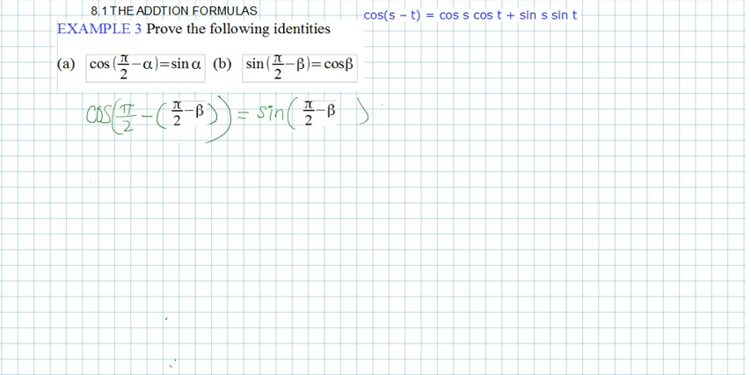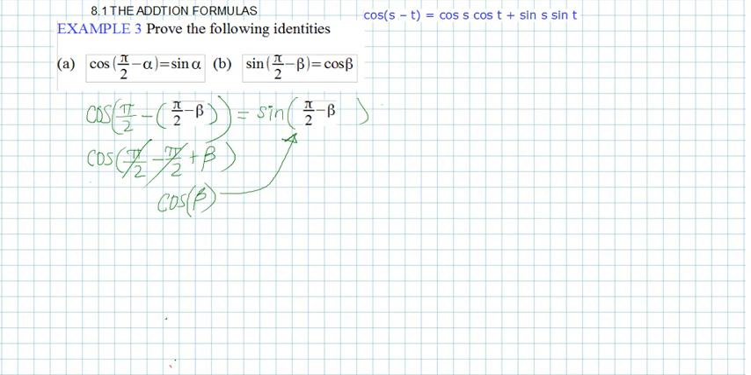Okay. So now I'm going to rewrite my cosine here. So cosine of pi over 2 minus pi over 2 plus beta. Just remove the parentheses. So I know that these two cancel each other out. And so now I have cosine of beta is indeed the sine of pi over 2 minus beta, which is what I was trying to prove.